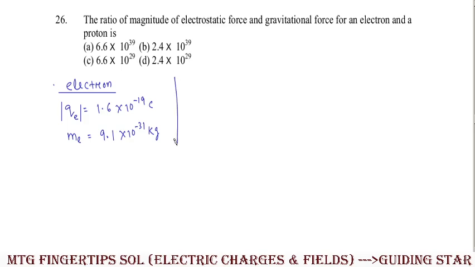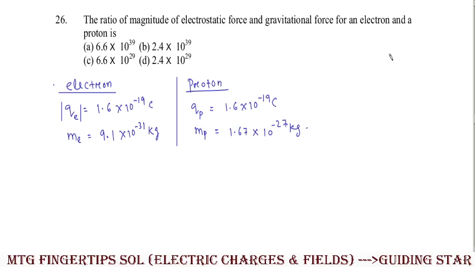Clear? Similarly, in the case of a proton, the charge of one proton is how much? Same, 1.6 into 10 to the power minus 19 coulomb, and the mass of the proton is how much? 1.6726 into 10 to the power minus 27 kg. Clear? So this is the mass of the proton. Now it is asking for the ratio between them.